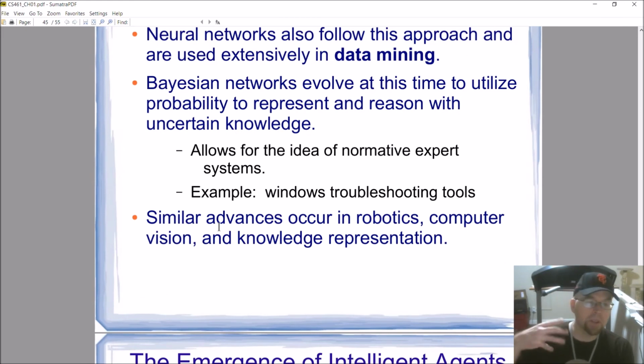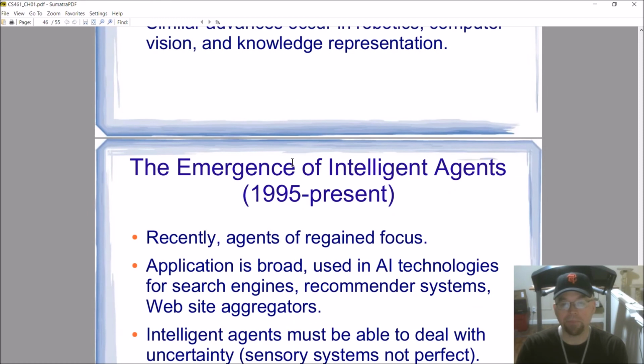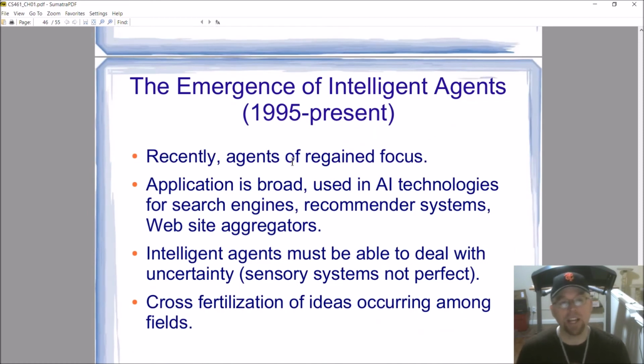So similar stuff is going on at the same time with robotics, computer vision, knowledge representation. Again, a systematic scientific approach to studying these ideas in AI, right? It's all kind of converging, saying, okay, let's do this in a professional, systematic way. The emergence of intelligent agents, and that's what we're going to be focusing on, right? 1995 to present. Agents have really been the focus now, right?